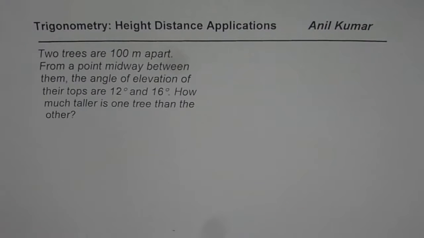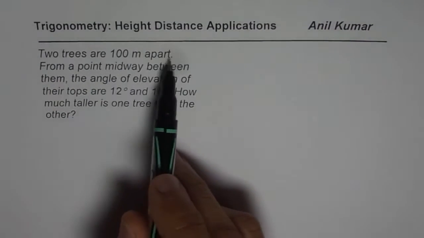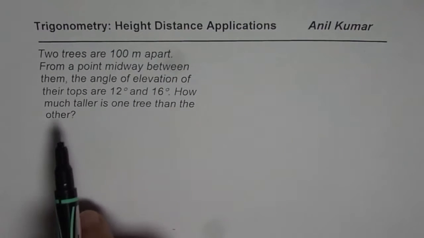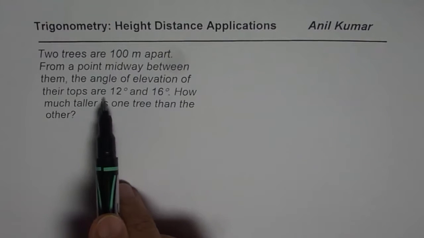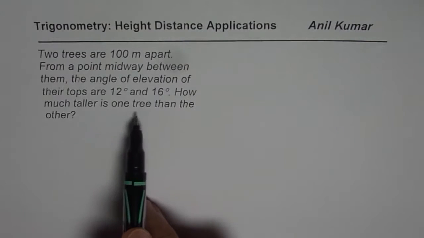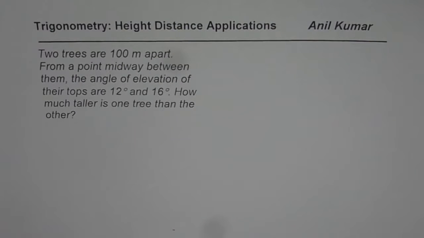The question here is, two trees are 100 meters apart. From a point midway between them, the angles of elevation to their tops are 12 degrees and 16 degrees. How much taller is one tree than the other? So that is the question for you.